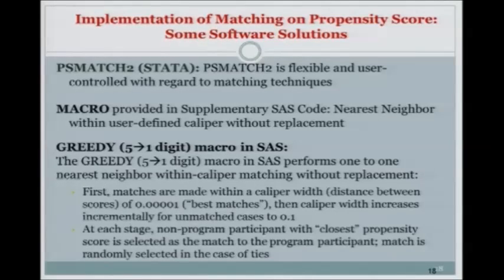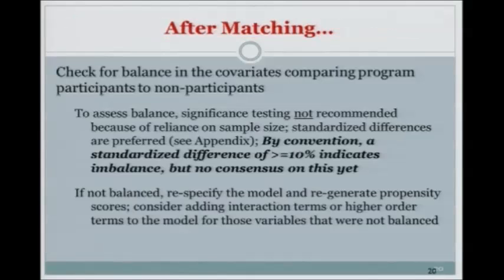I'll talk about greedy a little bit in the context of an example later. There's also, this is a newer macro I've found where you can adjust the caliper width. It does nearest neighbor matching in SAS. This is stuff that I will post for you post-training. And then PSMatch2, if you're a Stata user, is pretty flexible as well in terms of determining caliper width and defining how you want to set up those things. Okay, so this is greedy. We'll talk about that later.